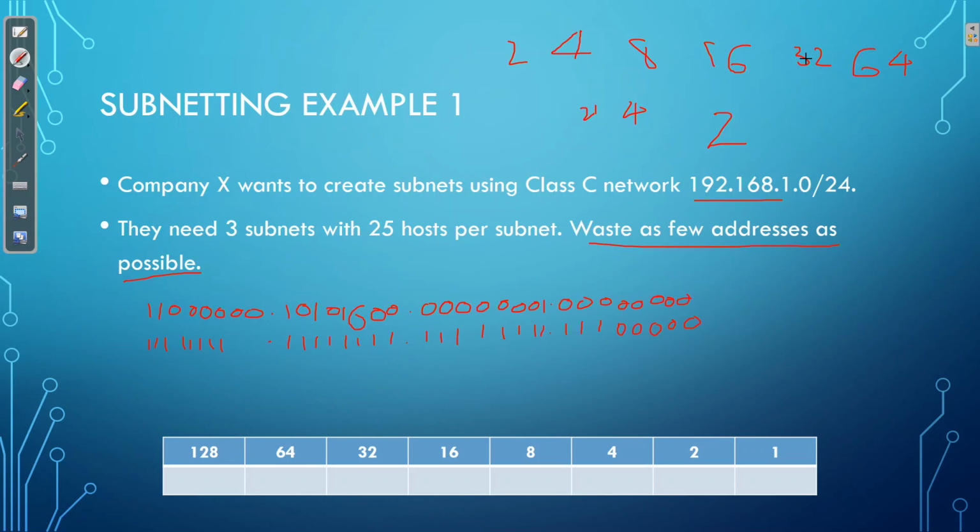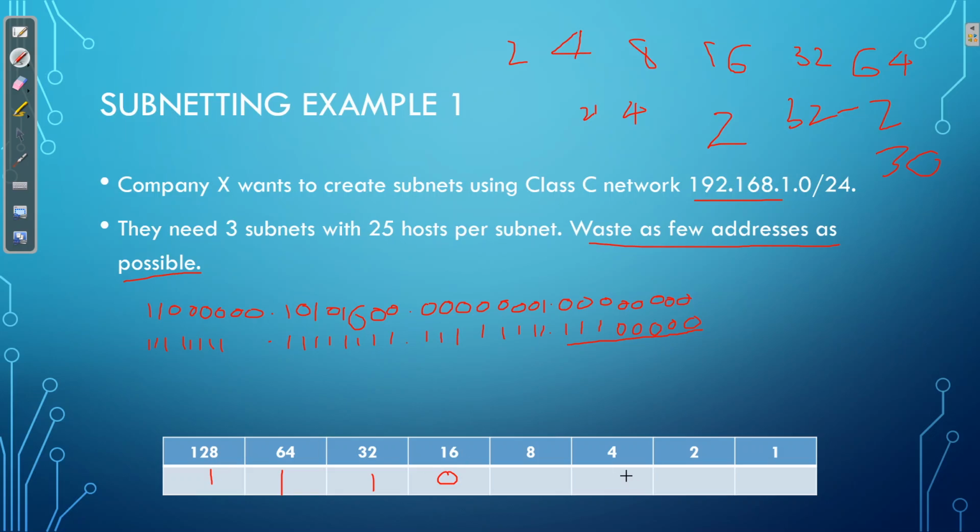So remember, 2 to the power of 5 minus 2. So 2 to the power of 5 is 32. 32 minus 2 is 30. So that gives me 30 IP addresses per subnet. Now, I need to find my increment. All I do is I look, okay, in my subnet mask, where is the last binary one? Well, the last binary one just happens to be in this fourth octet again. So guess what I'm going to do? I'm going to now write out this binary number in my chart.